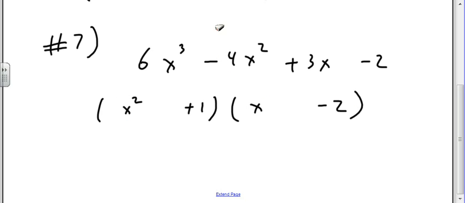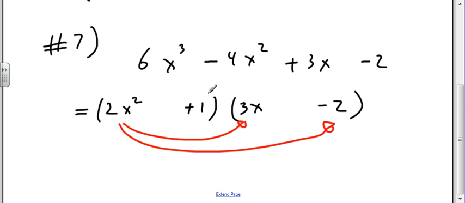So when in doubt, trial and error. 2, 3. And now I see that that guy's right, that guy's correct, that guy is right. Okay, got number 7. Moving on to number 10.